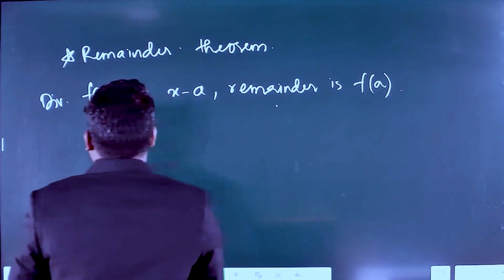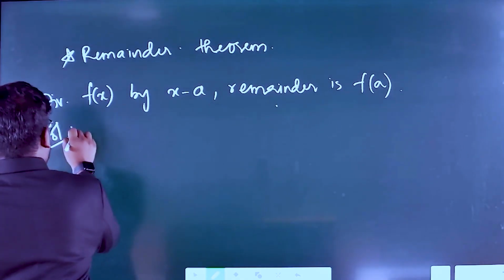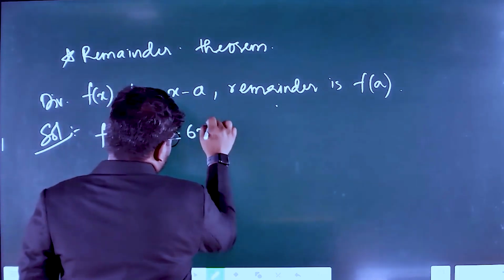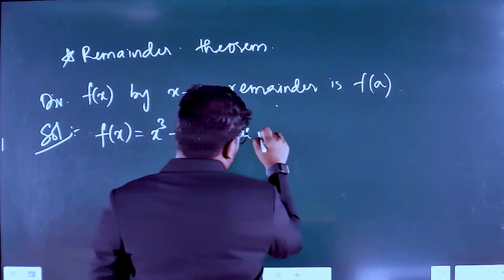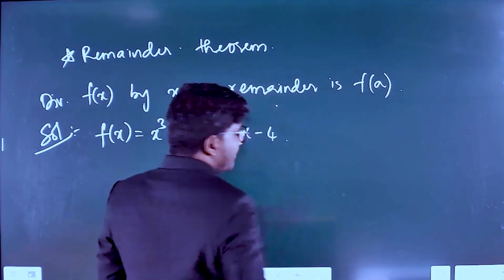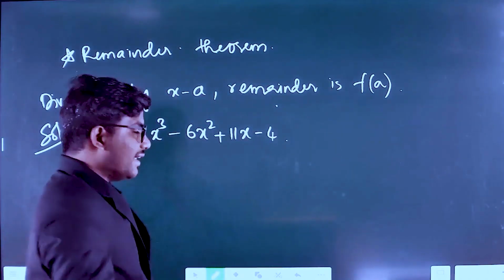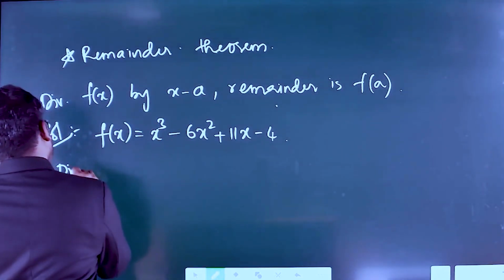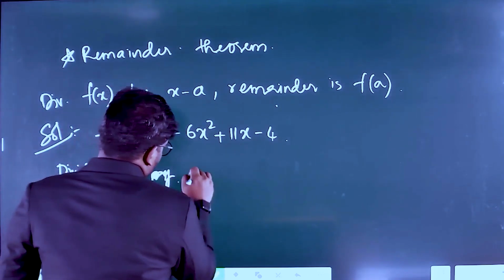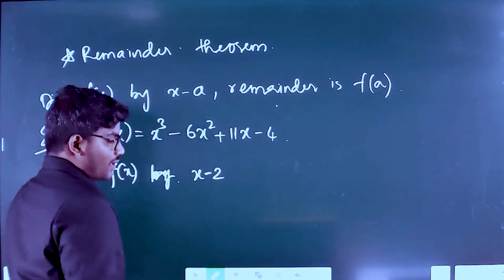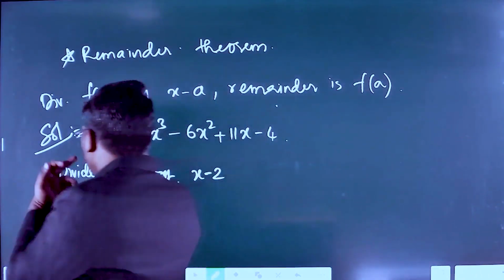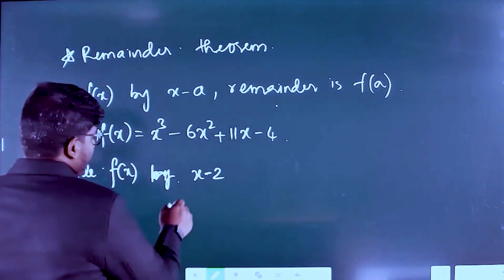So we'll try to understand this in a better perspective. Say I have f(x) is equal to x cube minus 6x square plus 11x minus 4. If this is my f(x), and then I need to divide f(x) by x minus 2. Now I need to calculate the remainder when I divide f(x) by x minus 2. How do I do that?